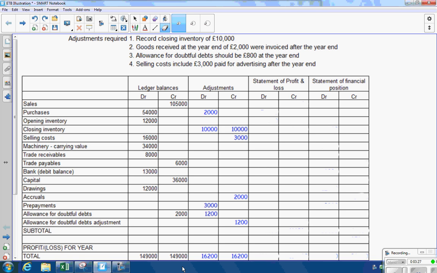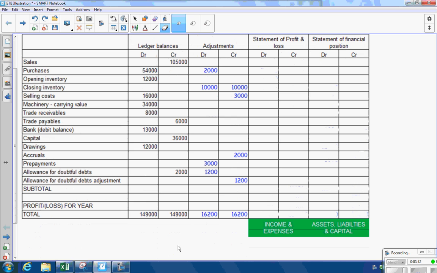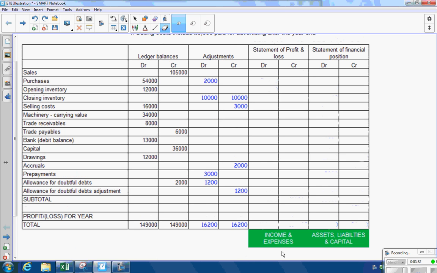What do I need to do now? Well, I need to transfer all of these balances across into the statement of profit and loss and statement of financial position columns. But how do I know which goes where? Well, any accounts which relate to income and expenses should go in the statement of profit and loss, and any that relate to assets, liabilities and capital go into my statement of financial position. Now you might not recognise all of them, but we'll go through each in turn.